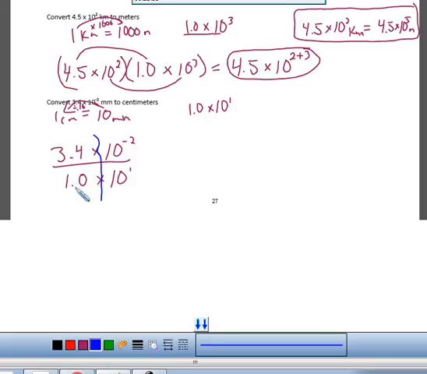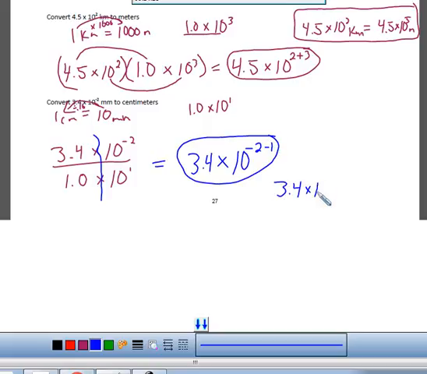All right, remember our rules. So 3.4 divided by 1.0 is 3.4. 10 to the negative 2 divided by 10 to the 1st power is like 10 to the negative 2 minus 1. So to write my final answer, I do 3.4 times 10 to the negative 2 millimeters is equal to 3.4 times 10 to the negative 3 centimeters. And there you go. Easy peasy.